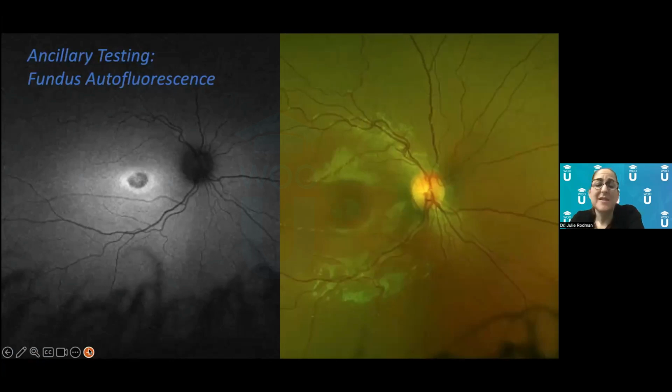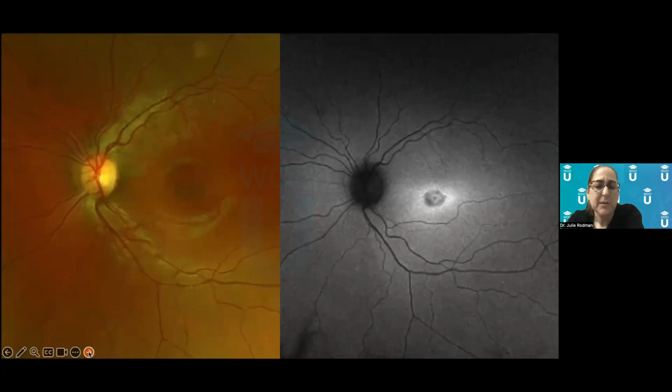Fundus autofluorescence also highlights this bullseye appearance. Remember that when you have loss of tissue, you're going to see black, hypo, dark. So you can see in the center here, that goes along with that OCT appearance where there was attenuation. And the left eye similarly.